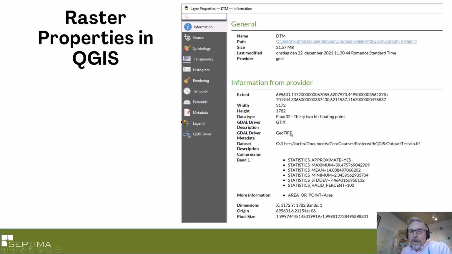So this is a GeoTIFF, a particular raster format, just like a shapefile is a vector format. And then we have some statistics. For the array of cells in this raster, they have a numeric value, and the maximum value is 39.4, the minimum is 2.3, and the mean is 14. So we always will have those kinds of statistics. And then down at the bottom here, we have the pixel size. So in this example, it's just under 2 meters.